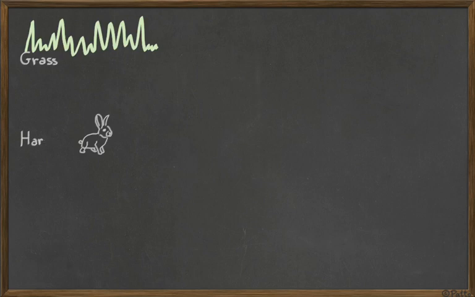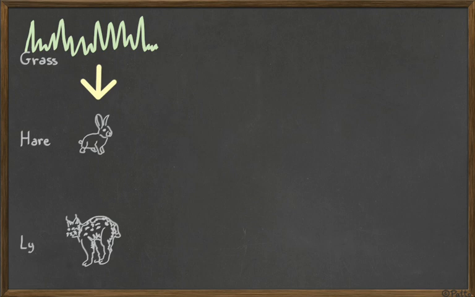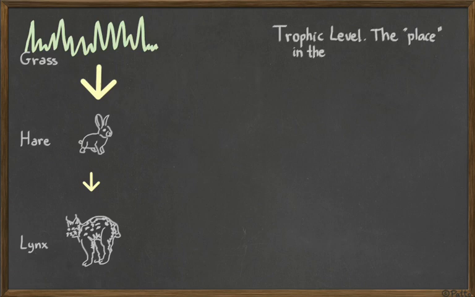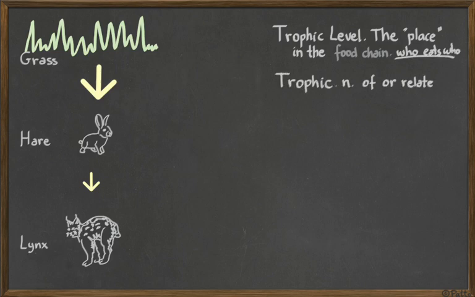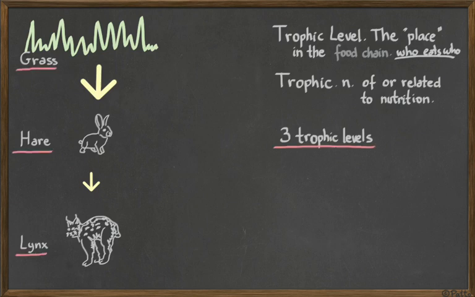Let's talk about most ecosystems, land ecosystems and oceanic ecosystems, that depend on light. So we have grass that's eaten by the hare, that's eaten by the lynx. We are going to call each of these groups a trophic level, which in biology is the place in the food chain. Basically, who is going to be eating whom. The name trophic comes from nutrition, so basically this is a nutrition level. In this image you have 3 trophic levels, and they are represented by the grass, the hare, and the lynx.